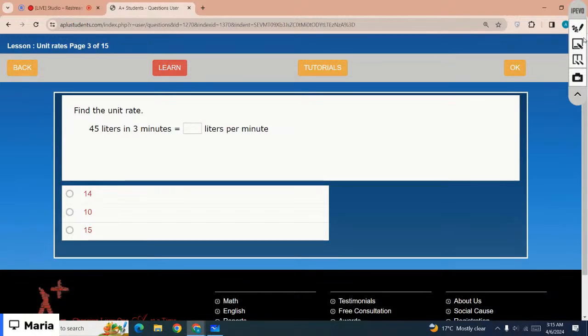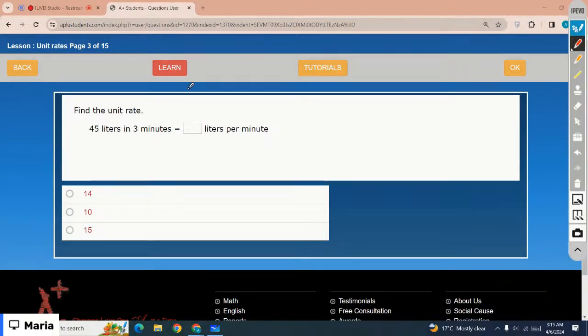Find the rate. 45 liters in 3 minutes, right? So you have to divide 45 by 3. So which is the correct option? Yes, 15 it is. That means 15 liters per minute. The correct option is 15.